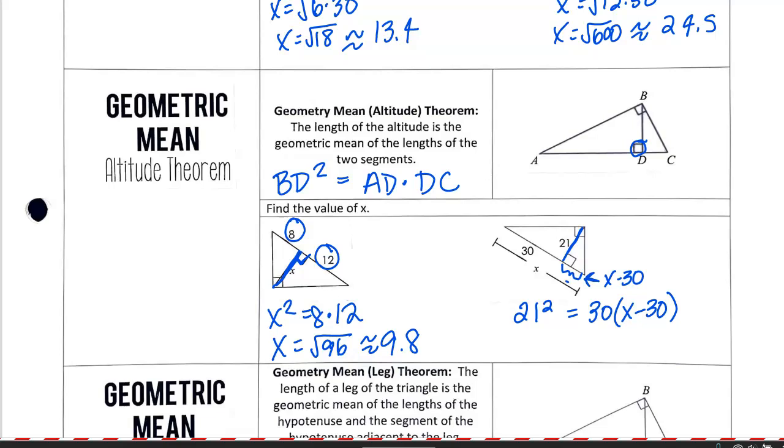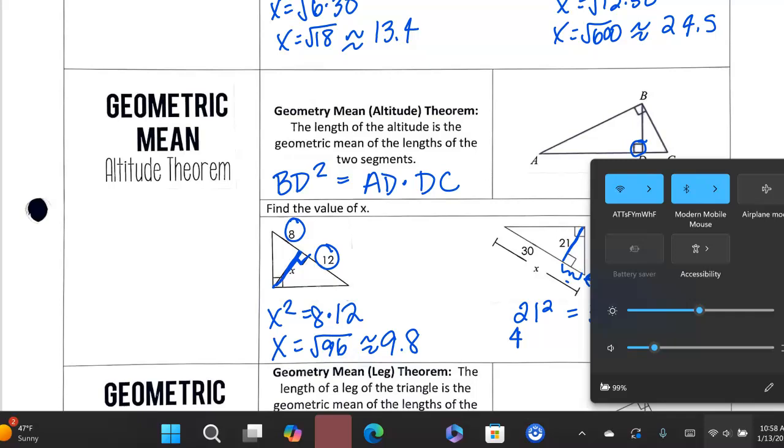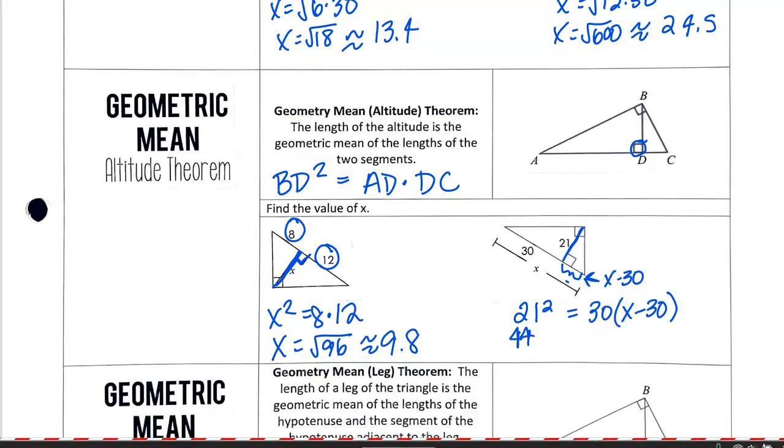And then we distribute. So 21 squared is 441, and that equals 30x minus 900. Okay, then we add 900 to 441, and then divide by 30. And we get x equals 44.7. And there's our answer.